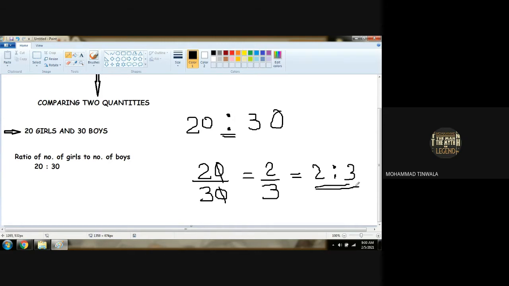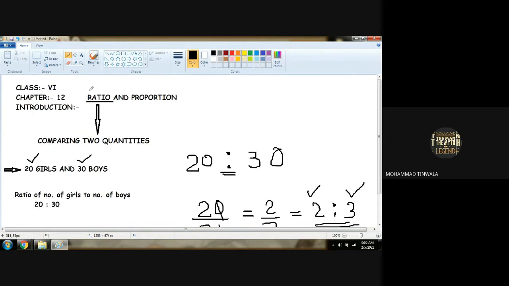This is the ratio. When there are 3 boys in the class, there are 2 girls in the class. Out of 50 students, 30 are boys and 20 are girls. So when there are 3 boys, there are 2 girls in the class. This is what is known as ratio. Ratio means we have to compare two quantities. Apart from the number of students, we can compare kilometers, height and weight, rupees and paisa, liter and milliliter also.